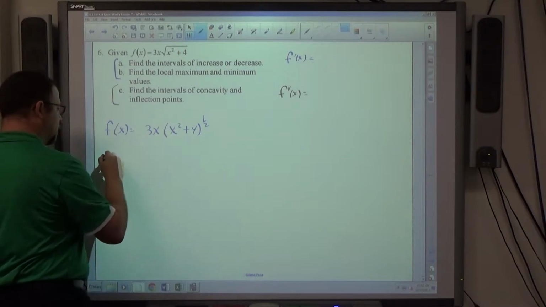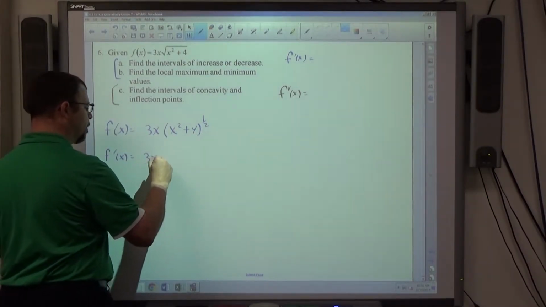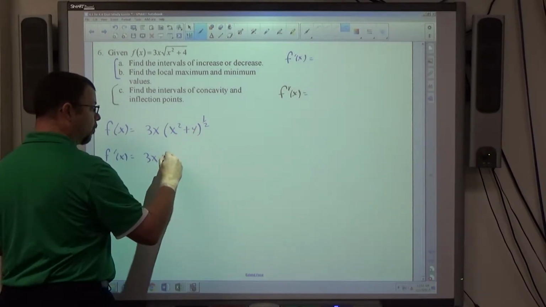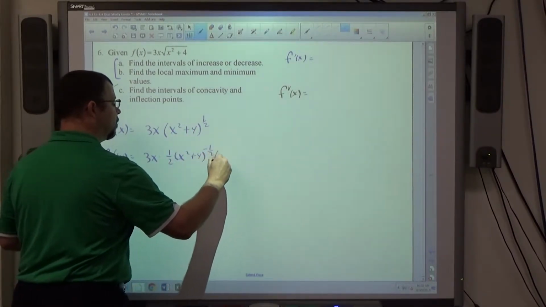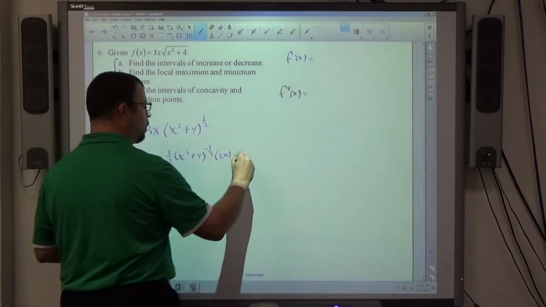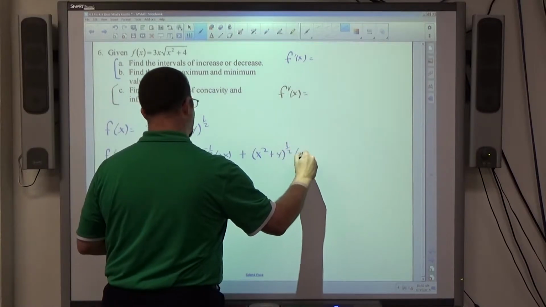It's a product, so I'm going to do the product rule. So f prime of x is going to equal 1d2. d2 is a chain rule, so 1/2 times x squared plus 4 to the -half times 2x. Plus 2d1 is going to be x squared plus 4 to the half times 3.